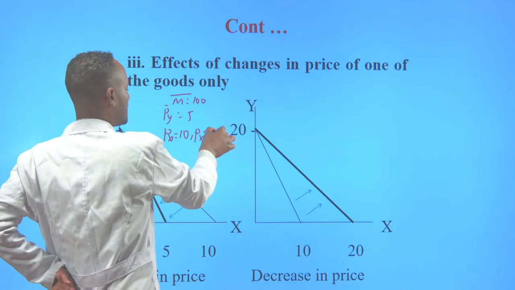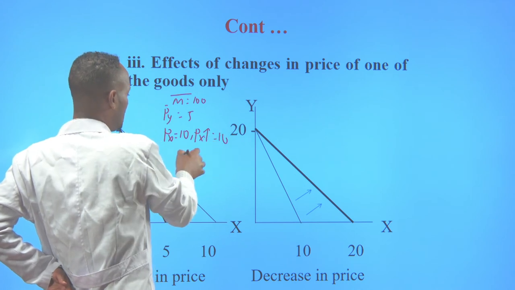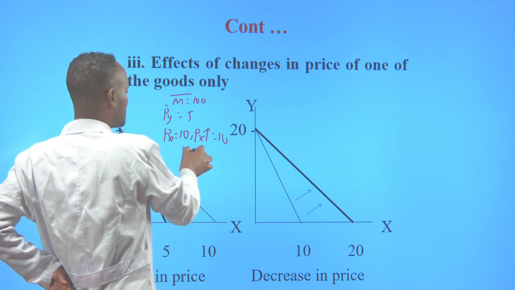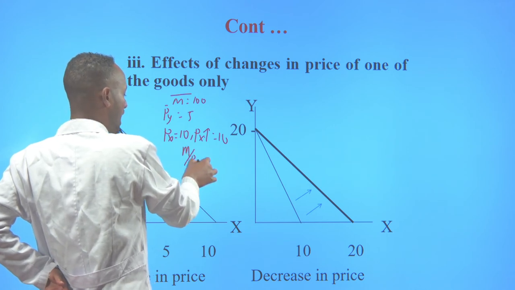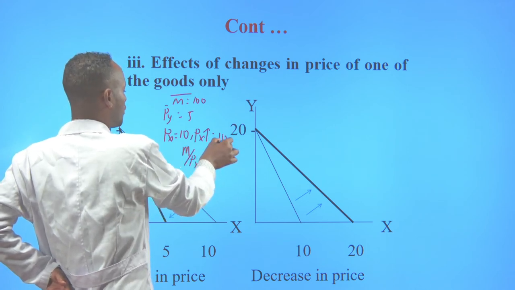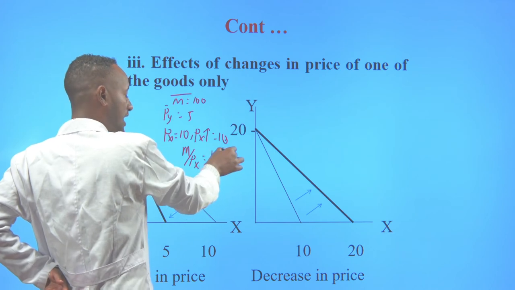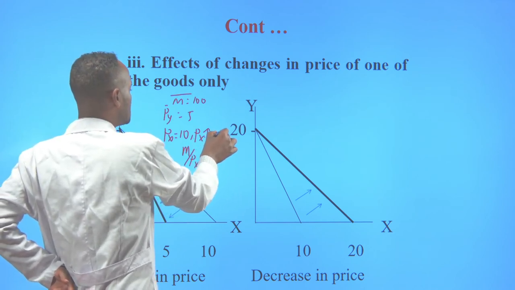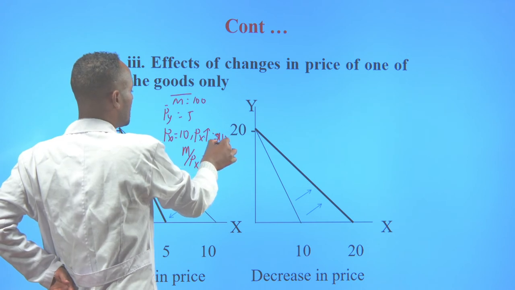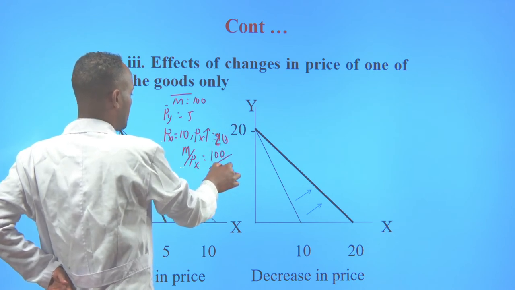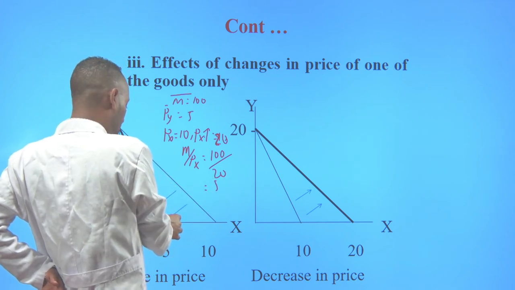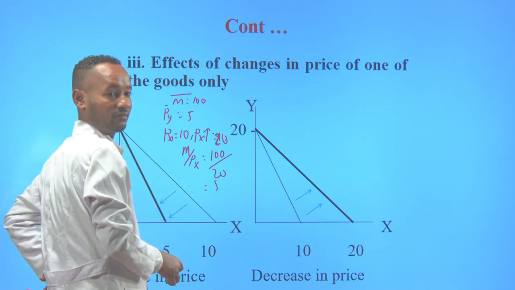Now the price of X increased to birr 10, and then there is a change in the horizontal intercept of the new budget line. So M over price of X will give you income of a consumer which remains unchanged, which is 100 birr, divided by the price of commodity X, which is doubled. Now it increased to birr 20. Hence this is 20. Then this is 5. So the horizontal intercept of the new budget line is 5.